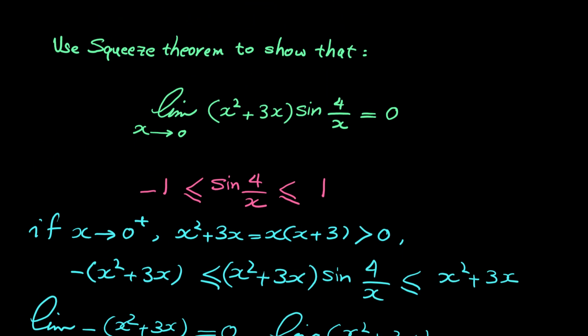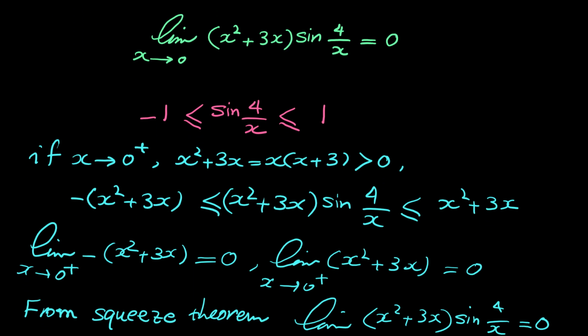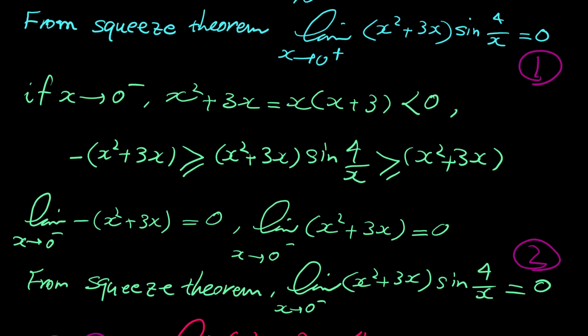Usually when we want to use the Squeeze Theorem, this expression when x approaches 0 is always either positive or negative, and we don't need to consider two cases. The thing that makes this question really tricky is that we have to consider basically two cases for finding this limit. We have to find the limit from the left and the limit from the right, and then finally we can find the limit of the function.